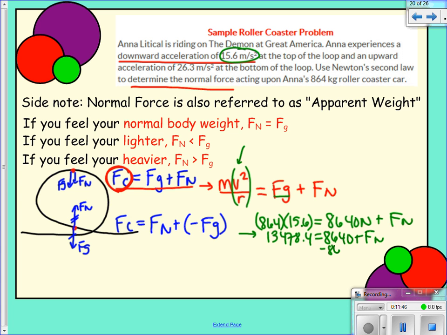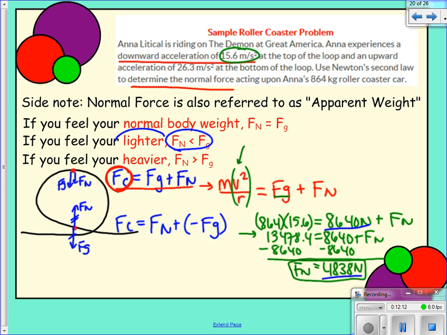If I subtract 8,640 from both sides, I end up getting that my force normal is going to be equal to 4,838 newtons. So when Anna is at the top of the loop, her normal force is 4,838. Notice that the normal force is less than the force gravity. So remember, when normal force is less than force gravity, you feel lighter.